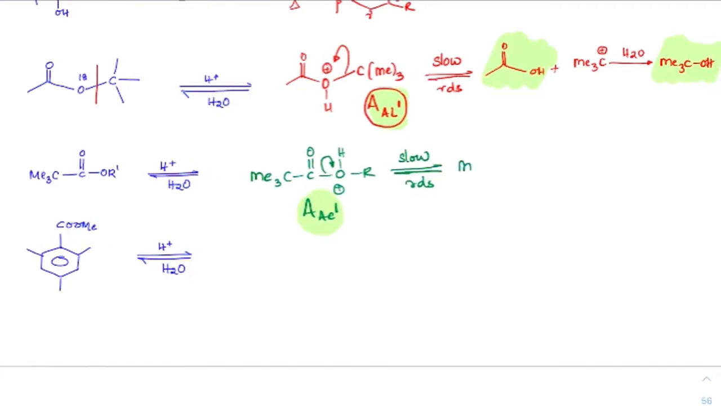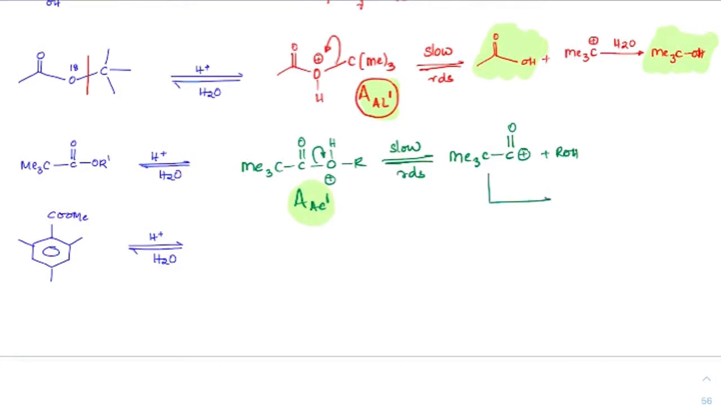And what is the product formed here? Me3C, C double bond O plus ROH. Now this can actually give the product here itself, or it can further form the carbocation Me3C plus carbon monoxide, or it can form an acid here also. So both products will be observed. Again, with H2O, it can form Me3OH.